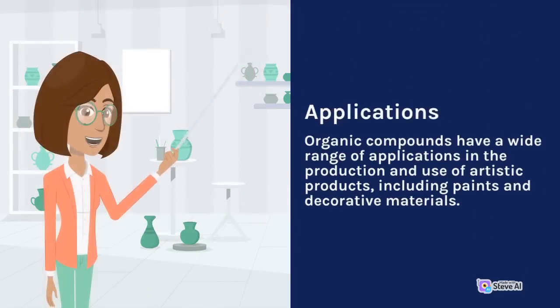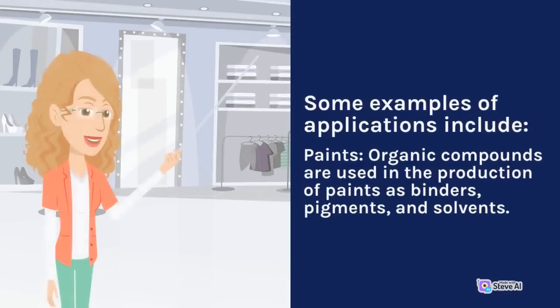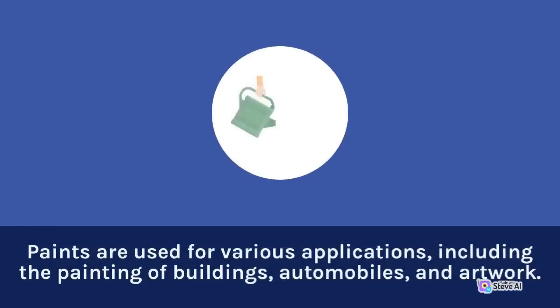Applications. Organic compounds have a wide range of applications in the production and use of artistic products, including paints and decorative materials. Some examples of applications include paints. Organic compounds are used in the production of paints as binders, pigments, and solvents. Paints are used for various applications, including the painting of buildings, automobiles, and artwork.